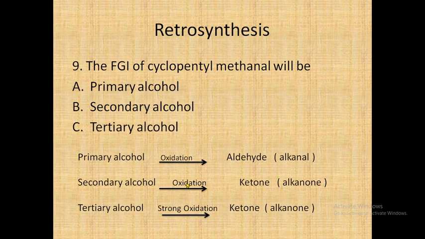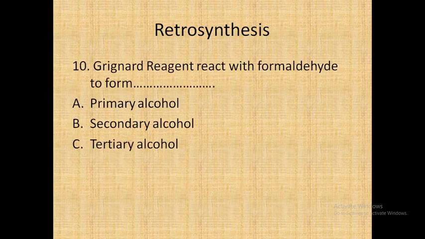Secondary alcohol on oxidation gives ketones, that is alkanone. And tertiary alcohols require harsh conditions, that is strong oxidation, so they also give the ketone but with a lesser number of carbons. And we want the FGI for cyclopentyl methanol, that is for aldehyde. So obviously for aldehyde, which alcohol do we have to take? Primary alcohol. So the correct option is primary alcohol. So let's go for the next.